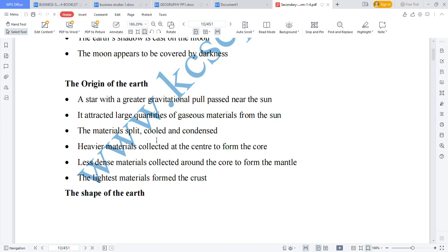The origin of the Earth. A star with a greater gravitational pull passed near the Sun. It attracted large quantities of gaseous materials from the Sun. The materials split, cooled, and condensed. Heavier materials collected at the center to form the core. Less dense materials collected around the core to form the mantle. The lightest materials formed the crust.